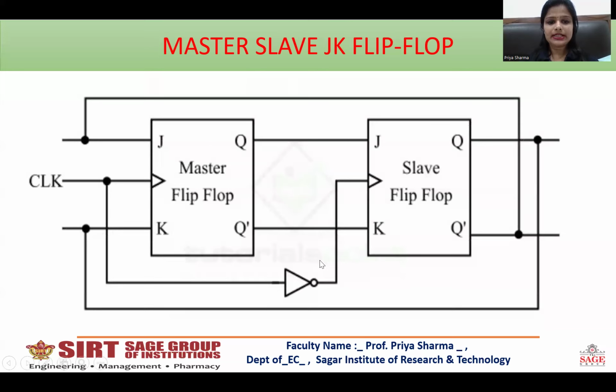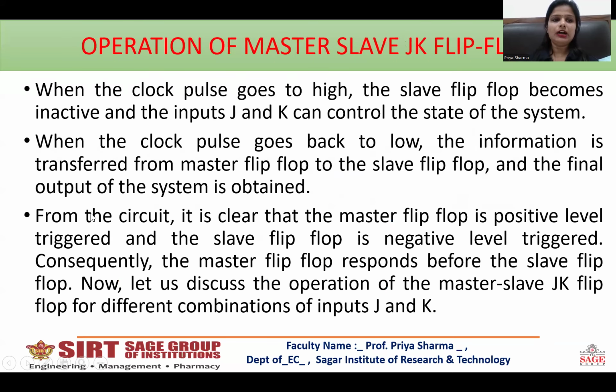This is the basic circuit diagram of the JK flip-flop, in which we have used two JK flip-flops and a clock input is being used for the master. This is the master flip-flop and this is the slave flip-flop. When inverted, when the clock is 0, the slave flip-flop will be on, and when the clock is 1, the master flip-flop will be on. Hence, for the inputs J equal to K equal to 1, any one of the flip-flops will be on and will get the output.